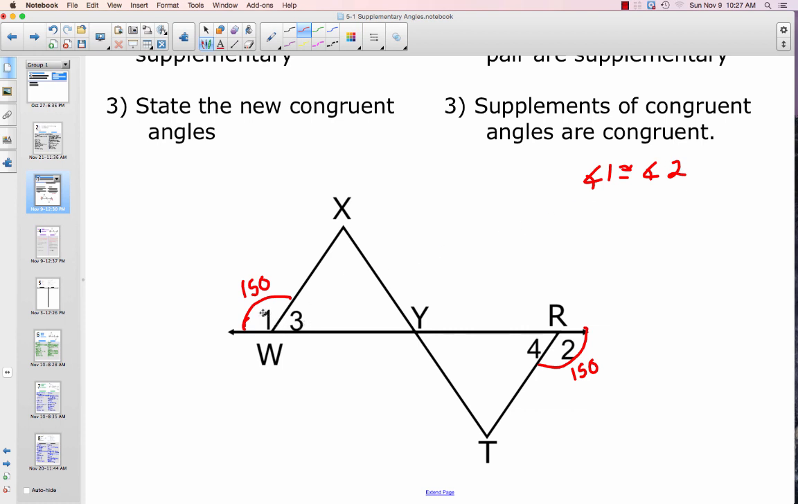Okay, well if angle 1 is 150 and angle 1 and 3 are supplementary, well then this has to be 30. If angle 2 and 4 are supplementary, well then angle 4 has to be 30 as well. So therefore angle 4 and angle 3 will have to be congruent to each other, because supplements of congruent angles are congruent.